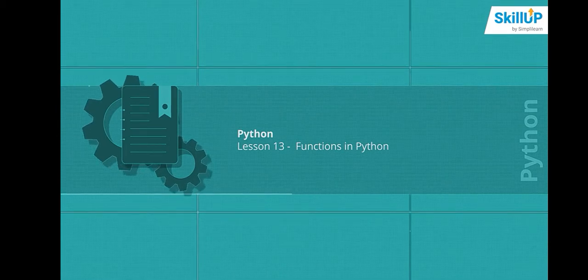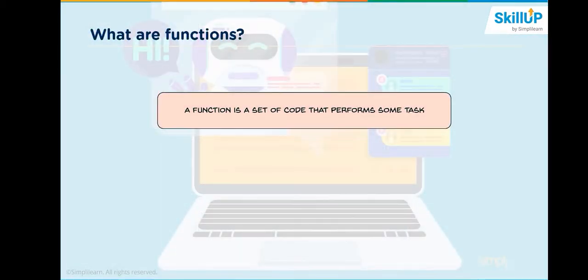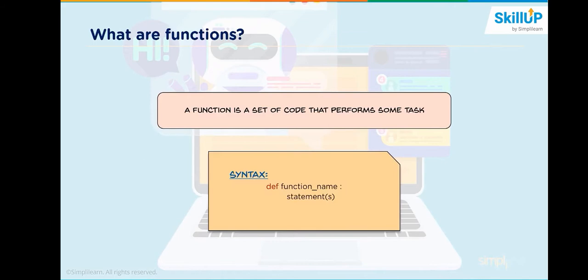of a function. A function is a set of code that performs some task. So what this essentially means is that you can have a number of instructions which are bundled together in a function that is given a particular name. And now using this name, you can call this function to execute these instructions from anywhere in the program, any number of times. So this is the syntax of a function.